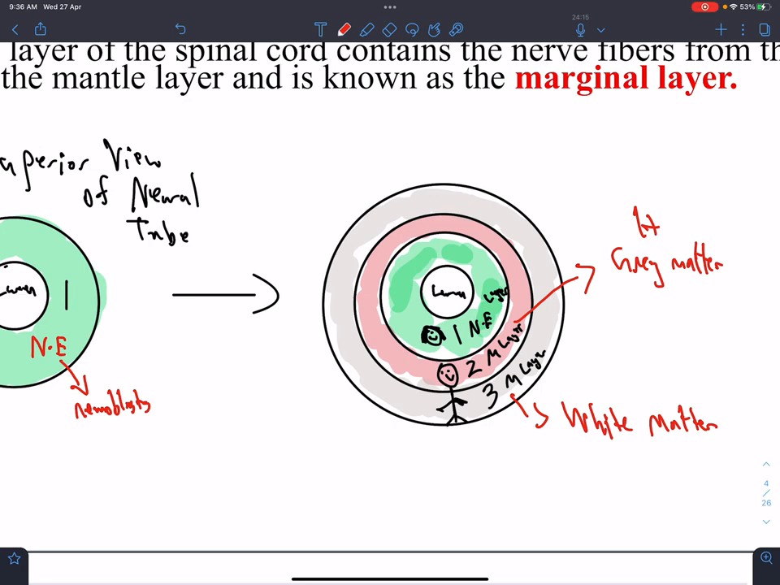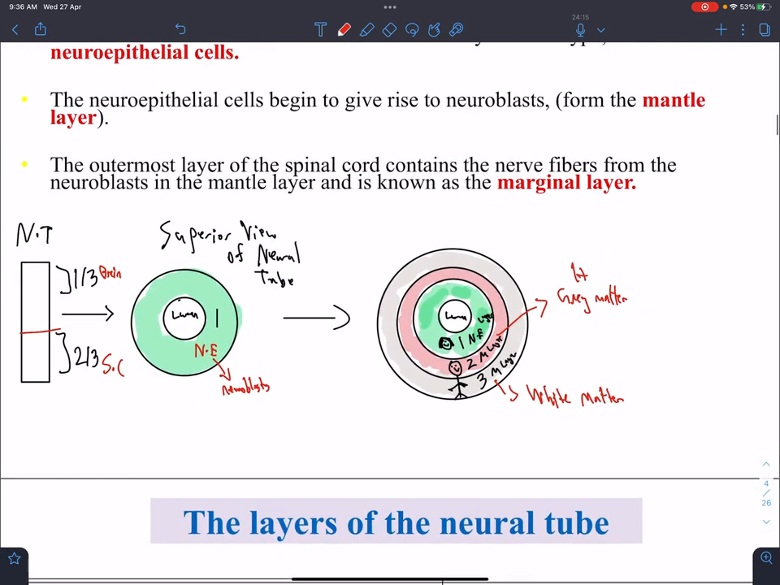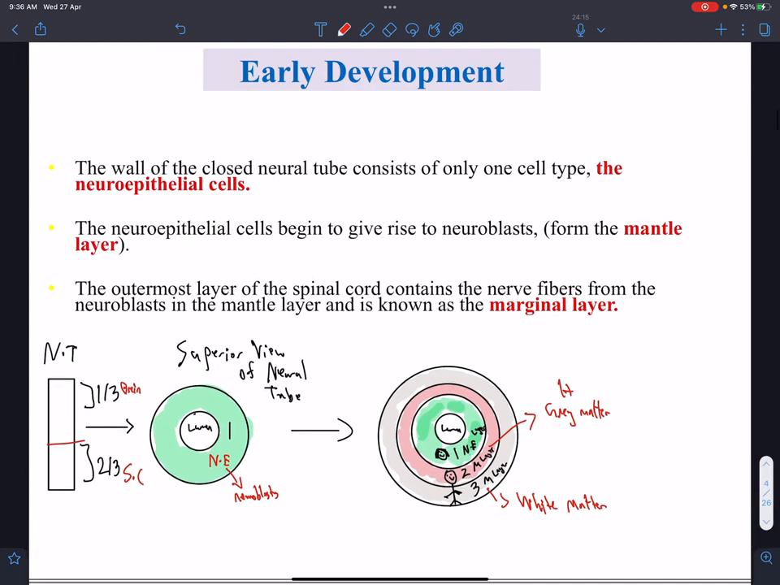Meanwhile, the neuroepithelial layer is going to give you the neuroblasts, and some of it may also differentiate into ependymal cells and line the lumen of the neural tube, which I said is going to become the central canal, and secrete CSF and so on. That is, in summary, what you want to know from this slide, the early development that we've mentioned.